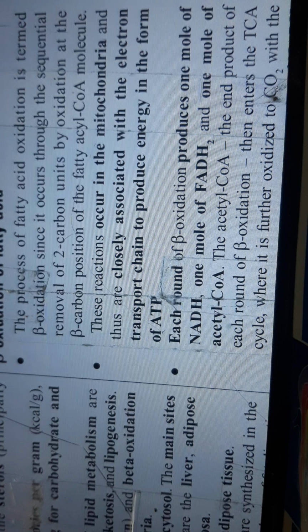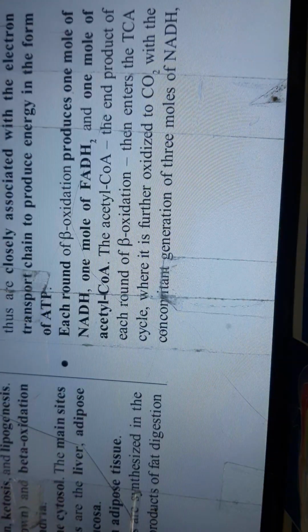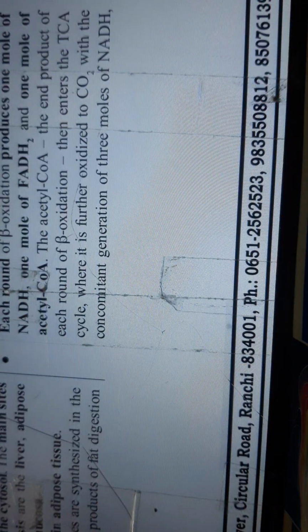The process of fatty acid oxidation is termed beta oxidation since it occurs through the sequential removal of 2 carbon units by oxidation at the beta carbon position of the fatty acyl-CoA molecule. These reactions occur in the mitochondria and thus are closely associated with the electron transport chain to produce energy in the form of ATP. Each round of beta oxidation produces 1 mole of NADH, 1 mole of FADH2, and 1 mole of acetyl-CoA.